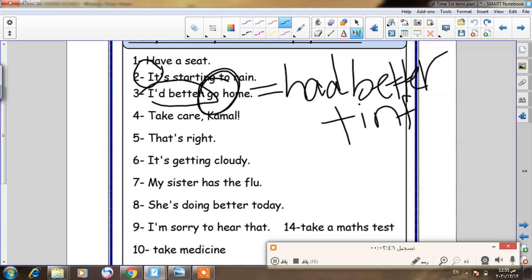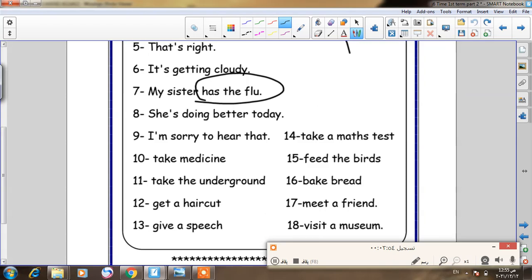And then take care, Kamal. That's right, it's getting cloudy. My sister has the flu, means that she's sick. And then after that, what do we have? She's doing better today. And I'm sorry to hear that. When do you use this phrase? When you hear about something bad, for example, when someone is sick, and I'm telling you that my sister is very sick and that she has the flu and that it's serious, you can tell me that I'm sorry to hear that.